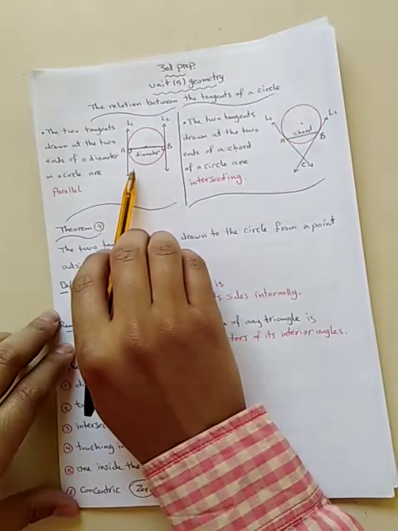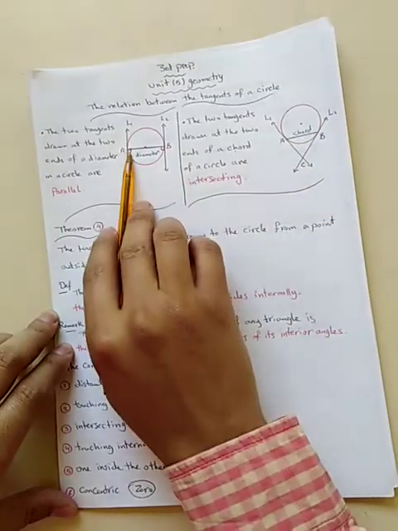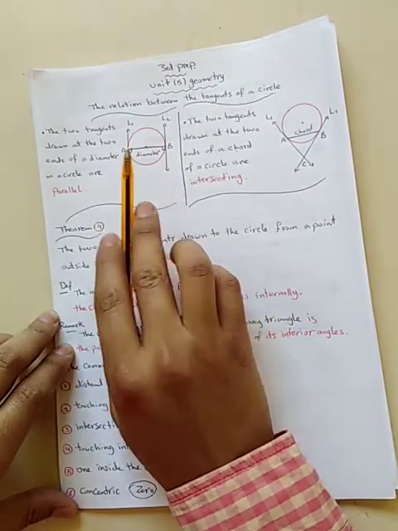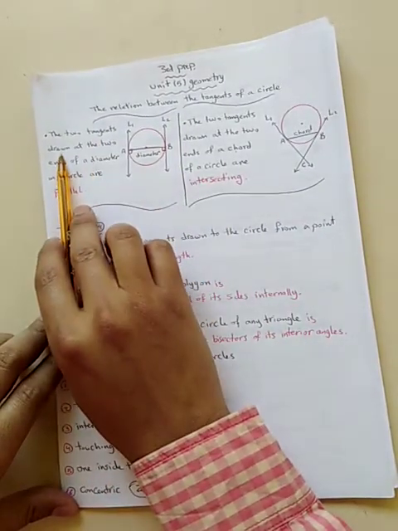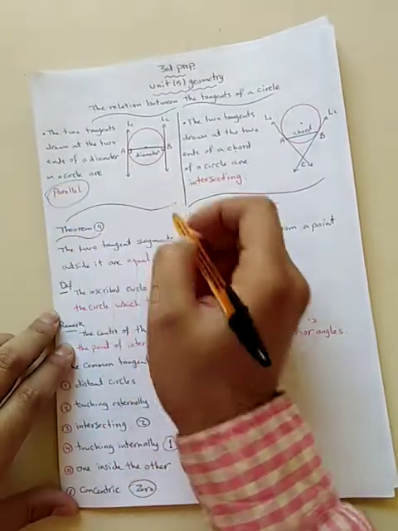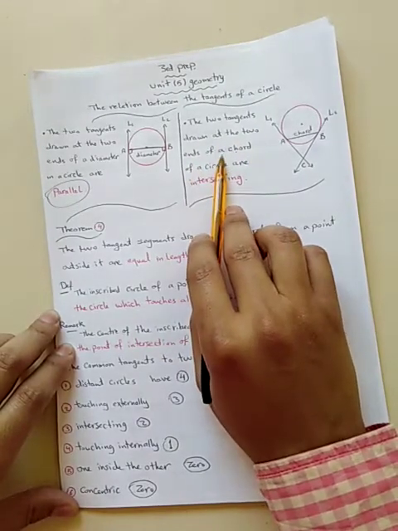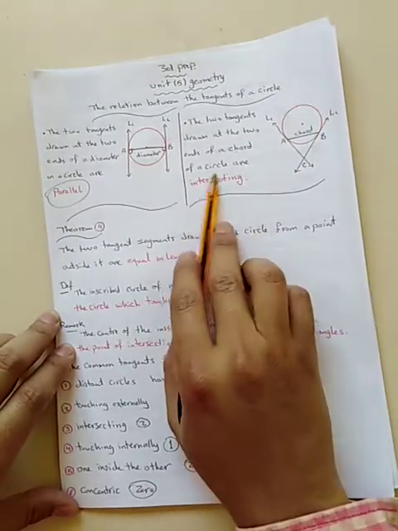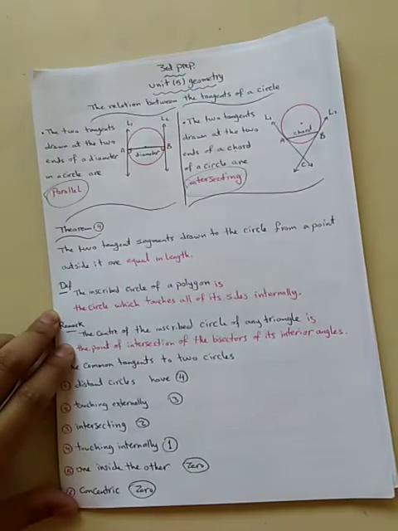We studied before that this is a diameter and this is a chord. When we drew two tangents from the end points, in the first figure the two tangents are parallel. Then the two tangents drawn from the two end points of a diameter in a circle are parallel, okay? But here the two tangents drawn at the two ends of a chord, from A and from B, are intersecting. That means they intersect at one point.